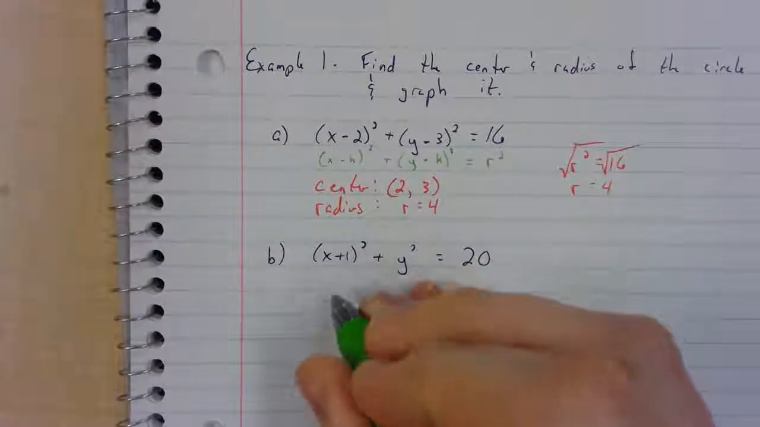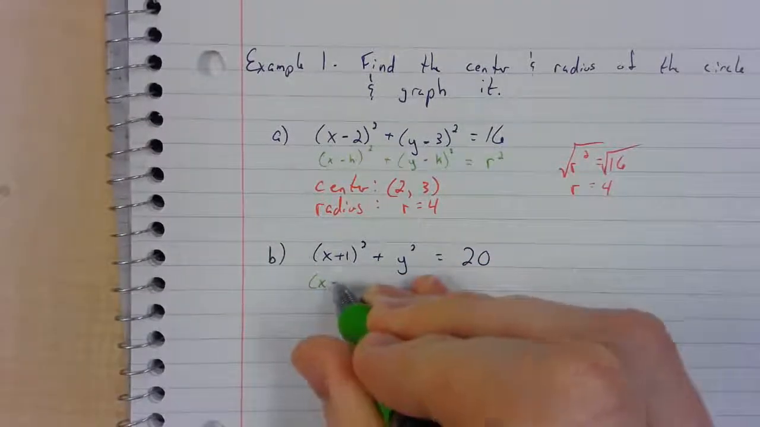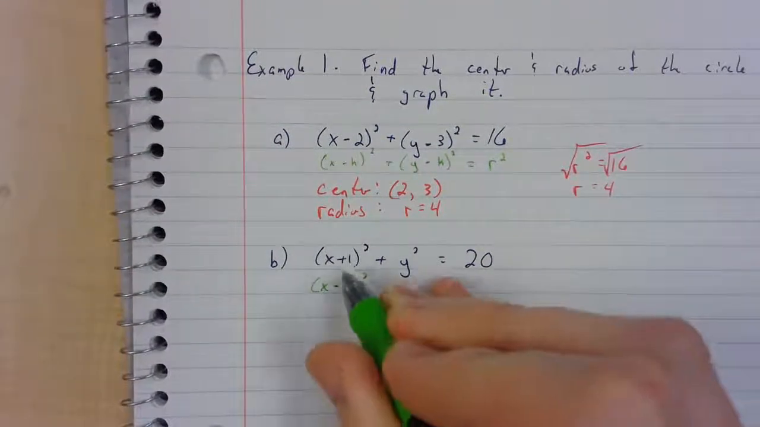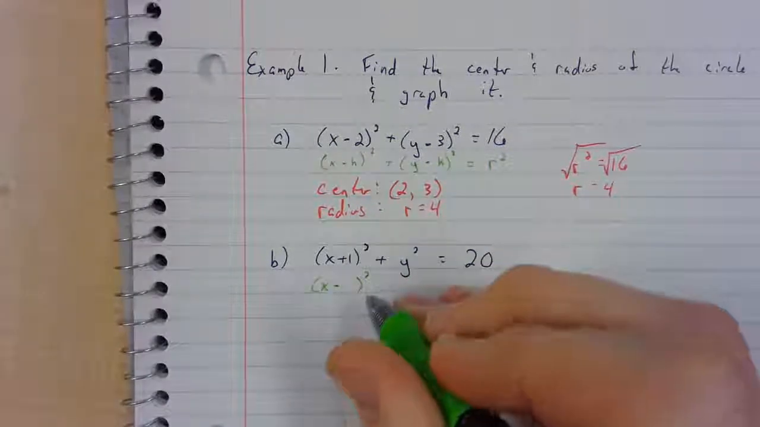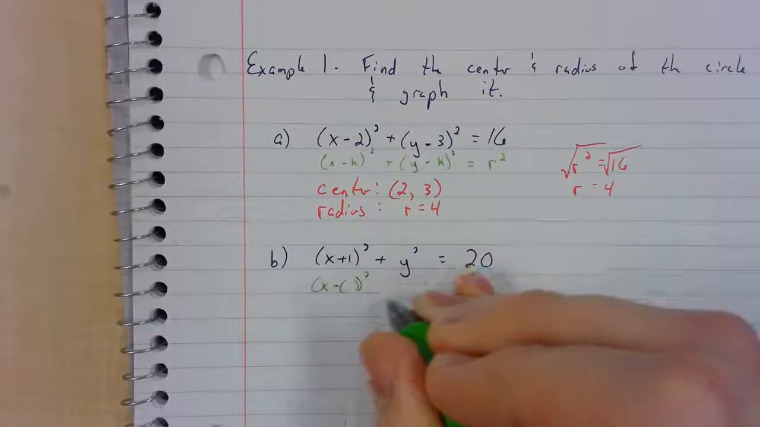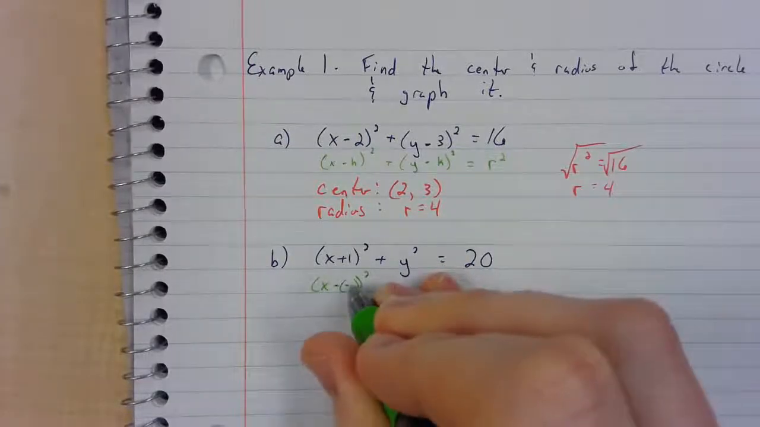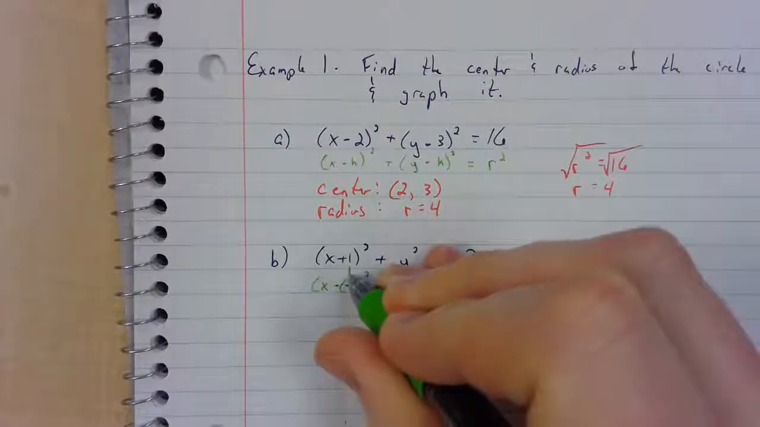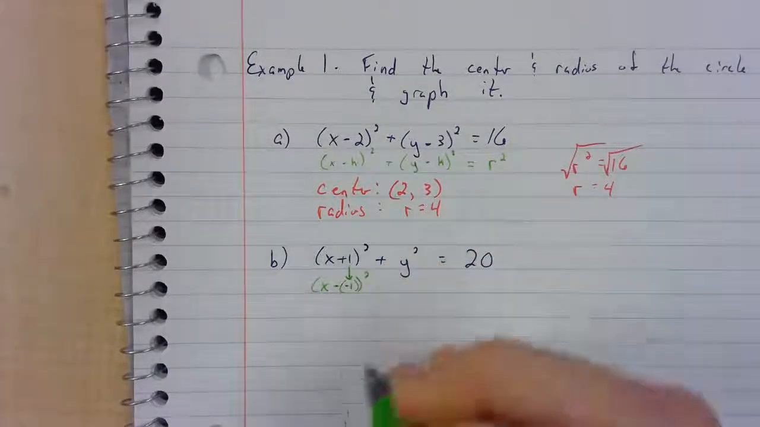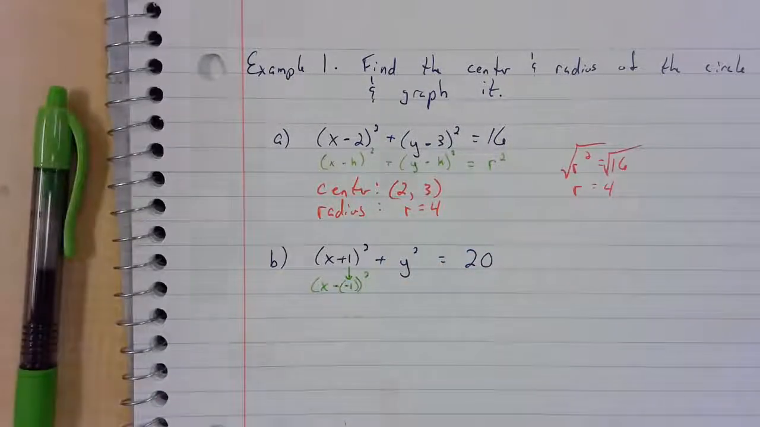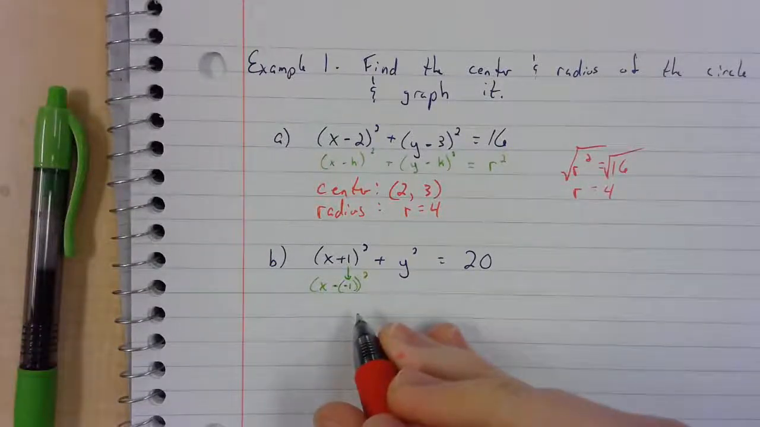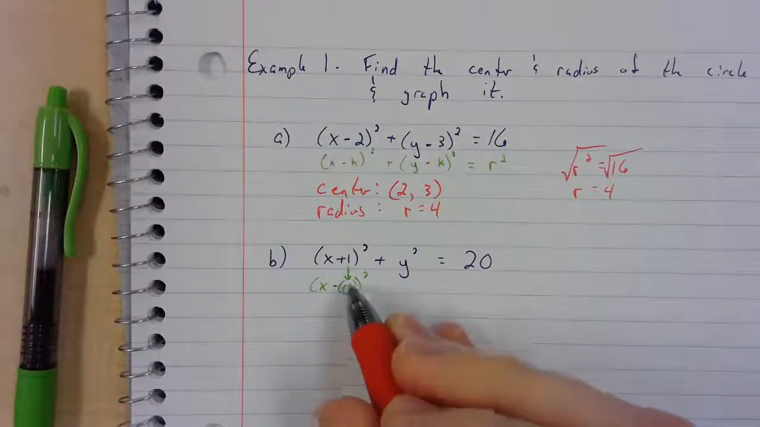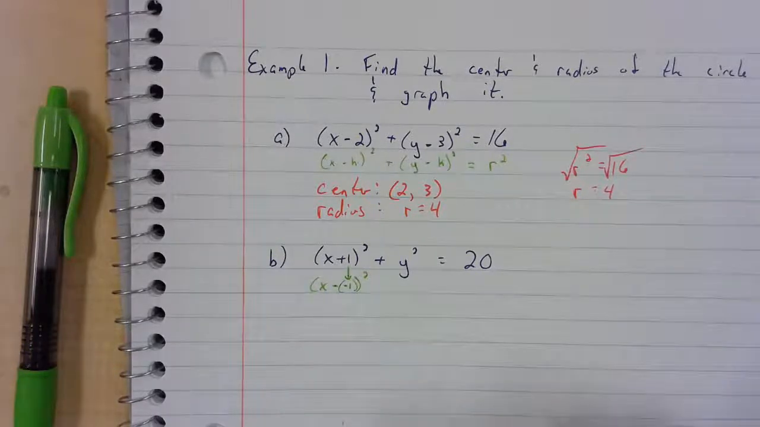Now here's the interesting one. Remember, this is x minus a number squared. Now this says x plus 1. How can I rewrite that as subtraction? X minus what number is the same thing as x plus 1? Negative 1. So now you can see, what's the value of h? Negative 1. So the center, how did you get x minus a negative? So I just did that backwards. It's a positive. I turned it into minus a negative.